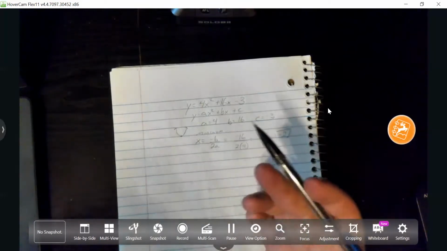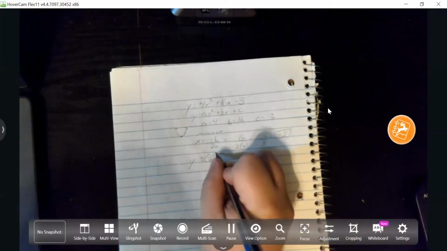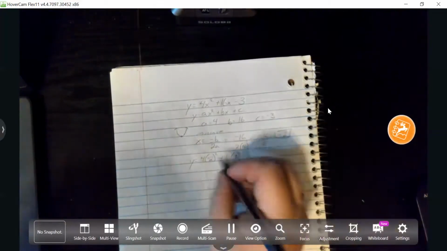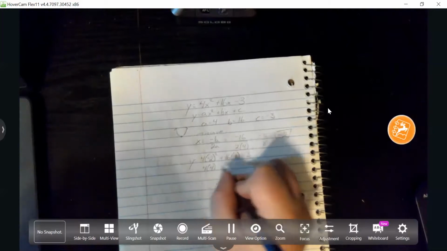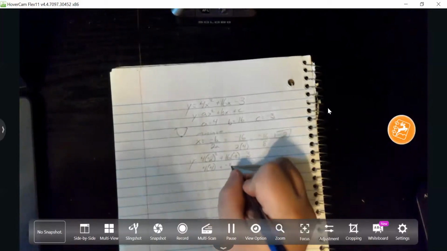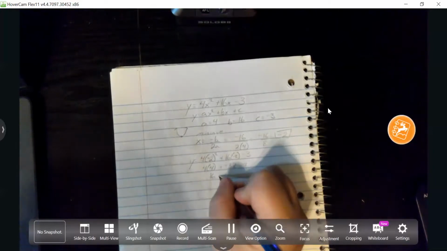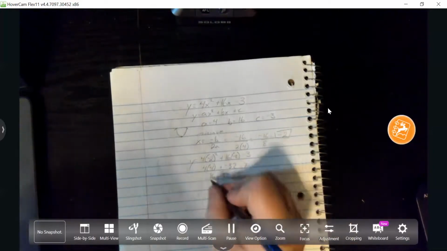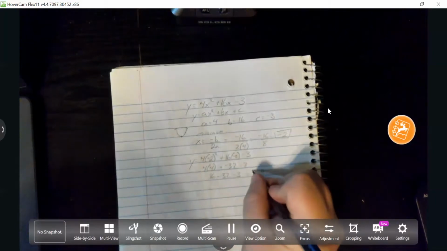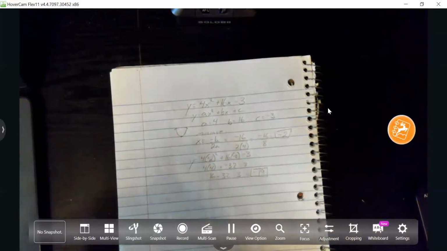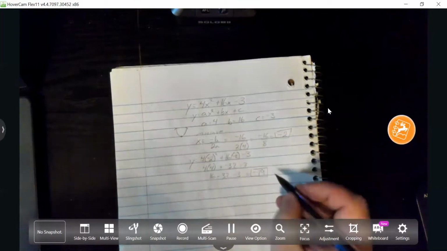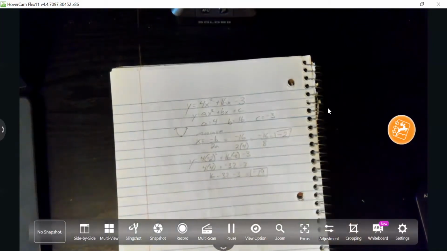To find the actual maximum or minimum now, I'm going to plug that into our function to find out what we get. So my y value then is going to be 4 times negative 2 squared plus 16 times negative 2 minus 3. So that gives me 4 times 4 plus negative 32 minus 3. So that's 16 minus 32 minus 3, which is negative 19. So this function has a minimum value, and that minimum value is negative 19.